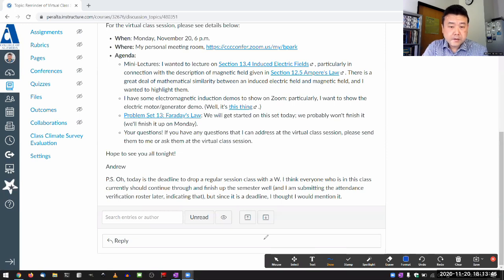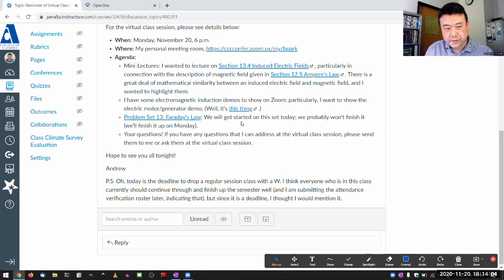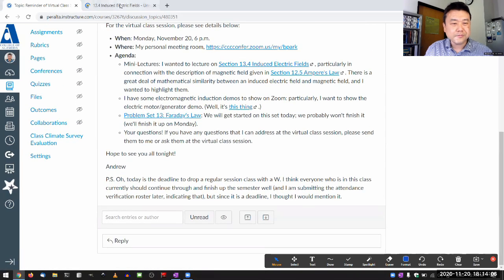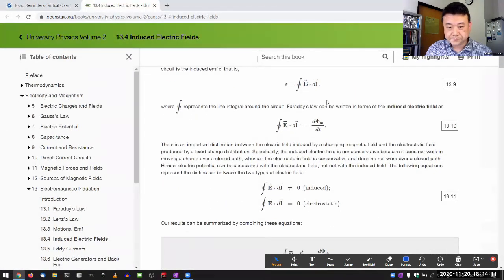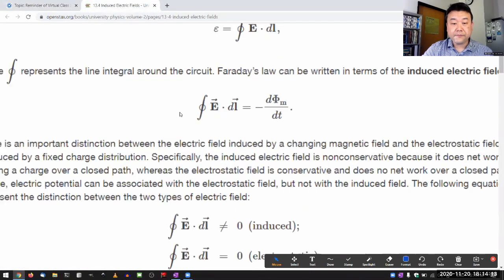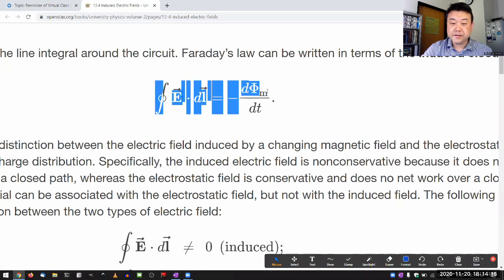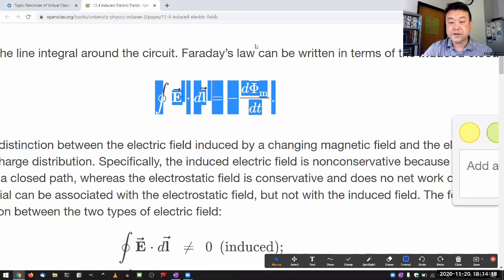So let me start by noting some things that you will see in the chapter. I will start out with chapter 13, knowing I'll go back to chapter 12 for some materials. Let me just go into section 13.4, induced electric fields. There's really one expression that I want to write down from here, which is this. This is Faraday's law. This is the standard way it's written and presented.